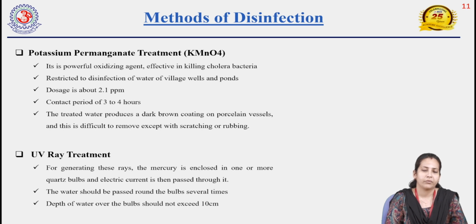So nowadays all of you know that RO, reverse osmosis, and UV treatment are there in every filter at home, that is, an RO system with UV rays. Here, the rays are generated by mercury lights and a quartz bulb, with an electric current passed through it. This is an enclosed chamber, and the water should pass through it over several bulbs, several times, and the depth of water over the bulb should not exceed 10 centimeters. So likewise, UV ray treatment is a very good disinfection method.